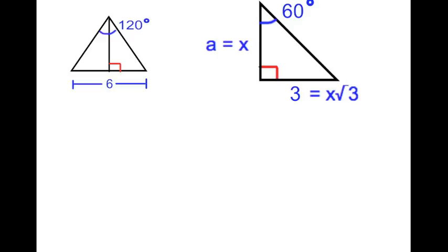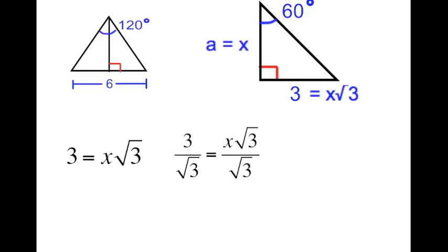So using our special right triangles, our apothem is going to be equal to x, and 3 is going to be equal to x radical 3. We need to solve for x so we can get the apothem, which is a, which goes with our formula from before. B is equal to 1/2 a times n times s. So we start out with 3 equals x radical 3. We're going to divide by radical 3 on both sides. The radical 3's on the right will cancel out, and we're left with x equals 3 over radical 3.